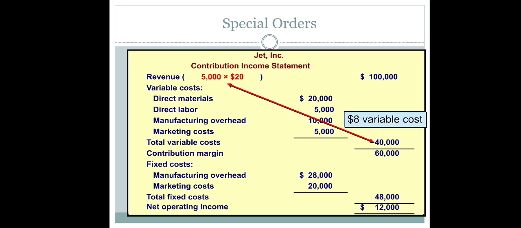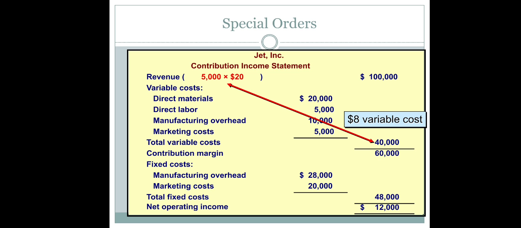Fixed cost equals 28,000 plus 20,000. So total fixed cost is 48,000. Now the business is making $12,000 profit. How to get the $12,000 profit? Revenue minus variable cost minus fixed cost. So one thing that you have to know: variable cost will change when the quantity of production is changing, but fixed cost will not change when the quantity of production is changing.